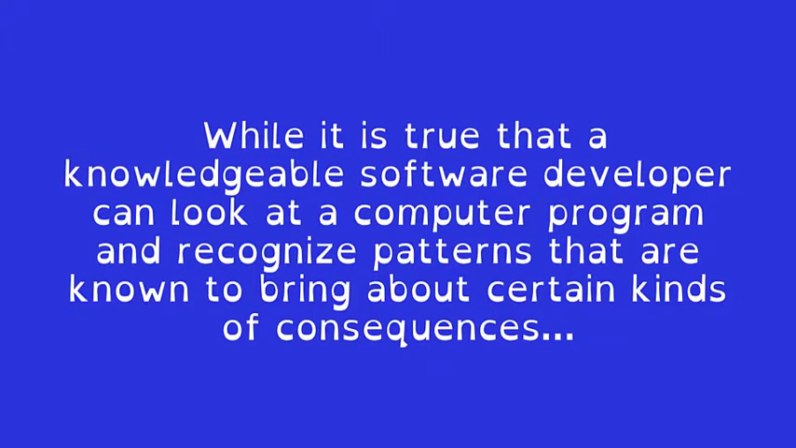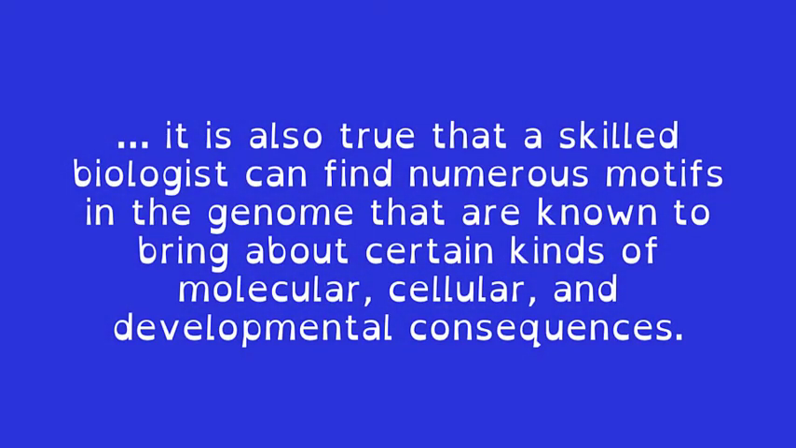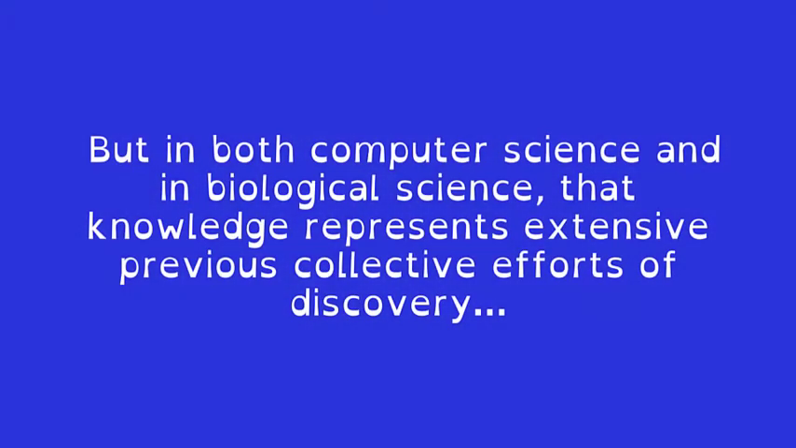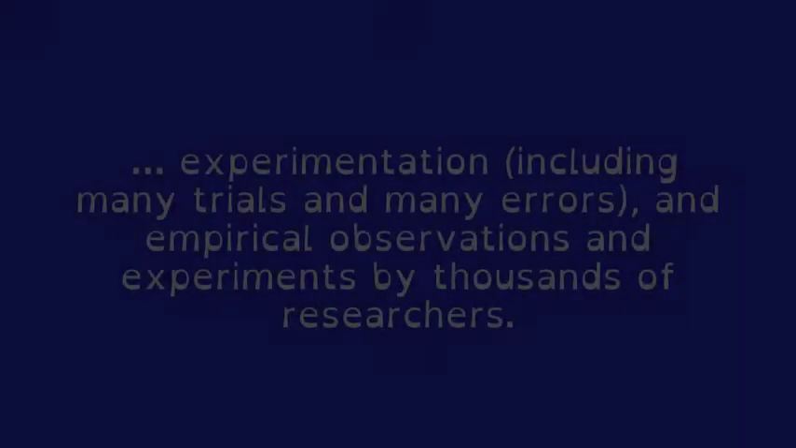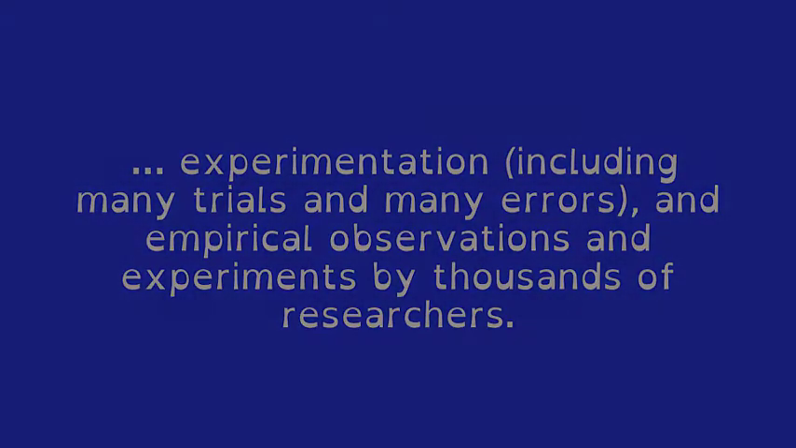While it is true that a knowledgeable software developer can look at a computer program and recognize patterns that are known to bring about certain kinds of consequences, it is also true that a skilled biologist can find numerous motifs in the genome that are known to bring about certain kinds of molecular, cellular, and developmental consequences. But in both computer science and in biological science, that knowledge represents extensive previous collective efforts of discovery, experimentation, including many trials and many errors, and empirical observations and experiments by thousands of researchers.